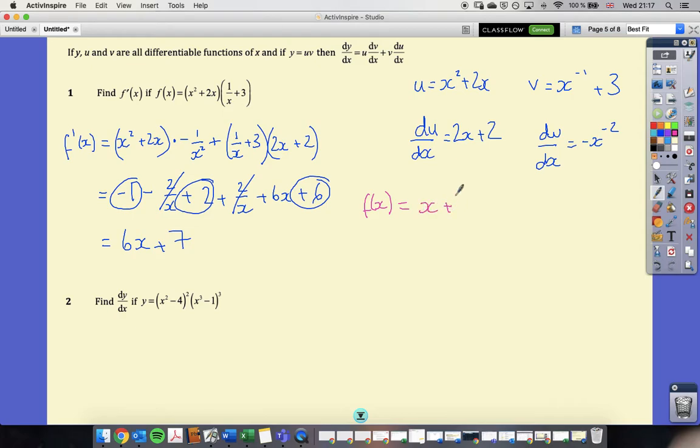x plus 3x squared plus 2 plus 6x. So let's just make that a bit tidier. And then we could have differentiated that really much more easily, and we get the same result. So the product rule is really useful, but it shouldn't be used every single time you have a product.